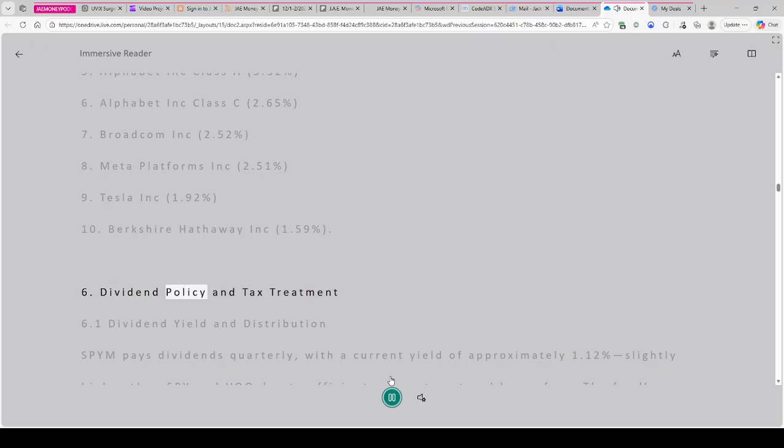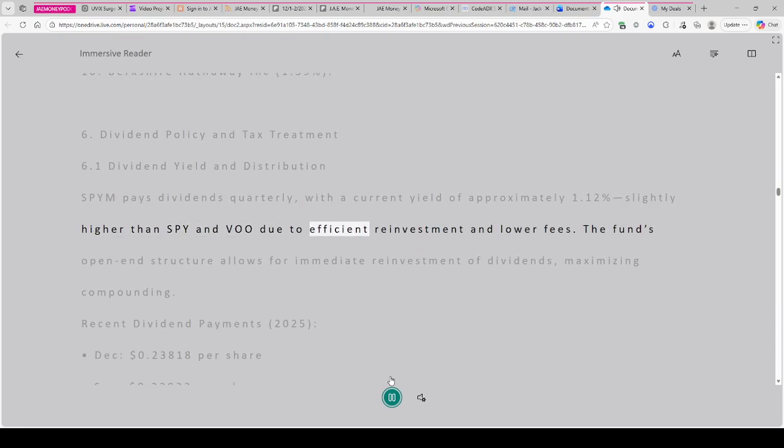6. Dividend policy and tax treatment. 6.1 Dividend yield and distribution. SPYM pays dividends quarterly, with a current yield of approximately 1.12%, slightly higher than SPY and VOO due to efficient reinvestment and lower fees. The fund's open-end structure allows for immediate reinvestment of dividends, maximizing compounding.